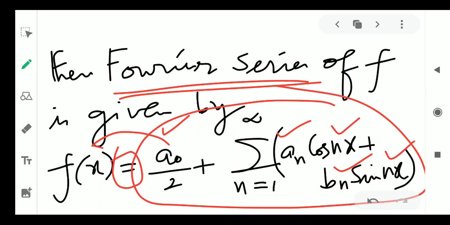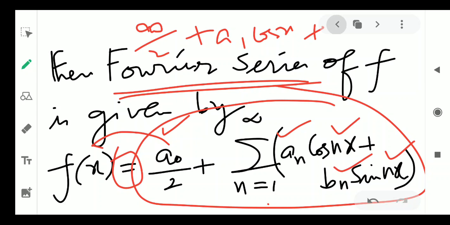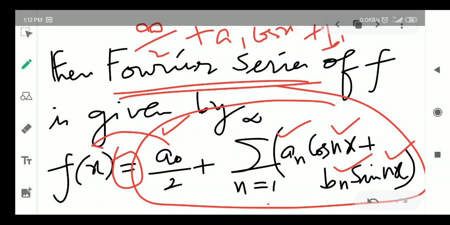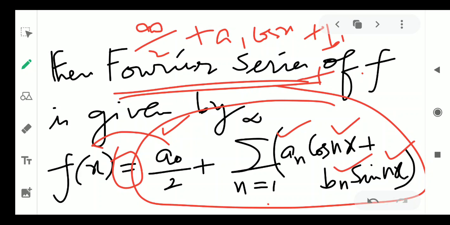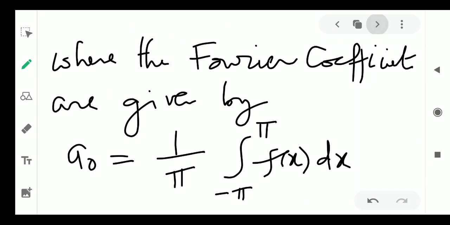If you expand it, what do you get? If you expand it, you will get a0 by 2 plus, if you put n equal to 1, a1 cos x plus b1 sin x, plus etc. It goes like that. The second one will be a2 cos 2x plus b2 sin 2x, etc. So this is important. This is what we call Euler's formula for finding Fourier coefficients.